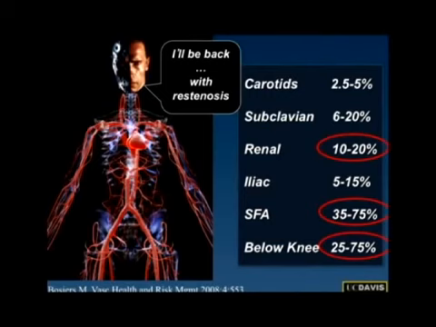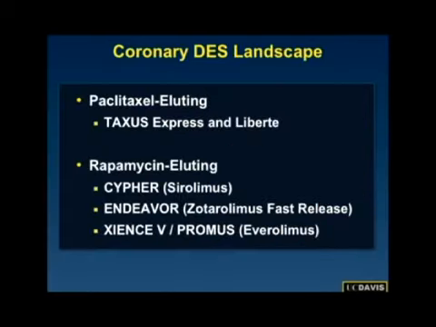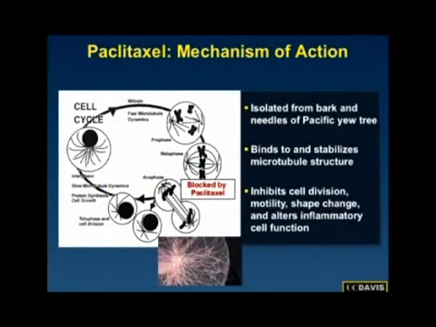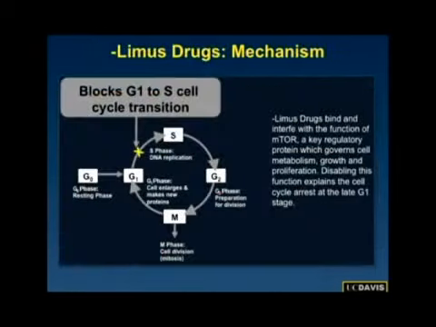and within the vascular beds that we treat, there are beds in which restenosis is significant and drug elution might seem to be useful, or related rapamycin-eluting stents. Now, paclitaxel is used for chemotherapy. It's isolated from the Pacific yew tree. It binds to and stabilizes microtubules and prevents cell mitosis and division, and also has some other effects on inflammation and attenuating cell migration. The other large family of drugs are the limus drugs.